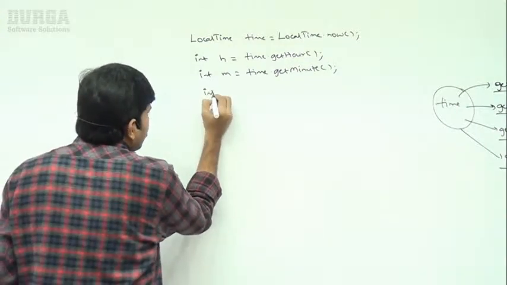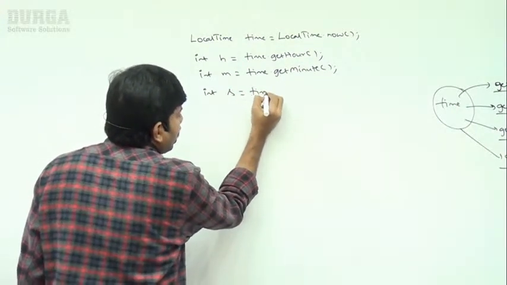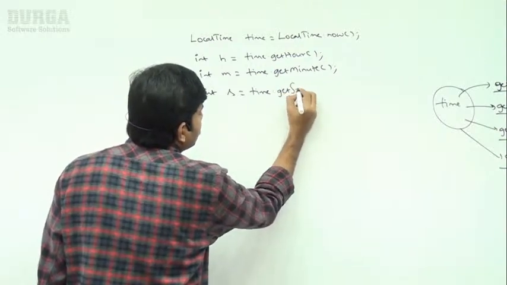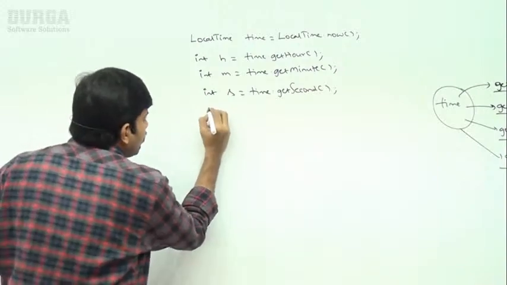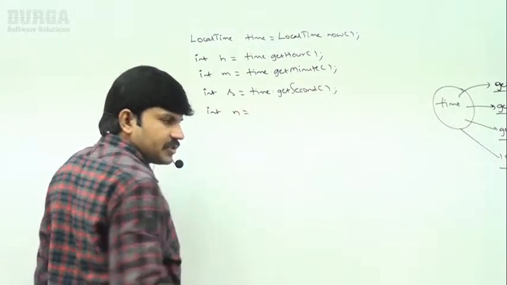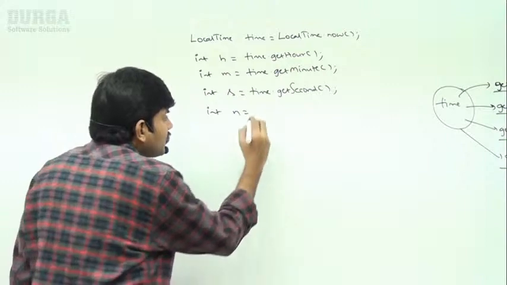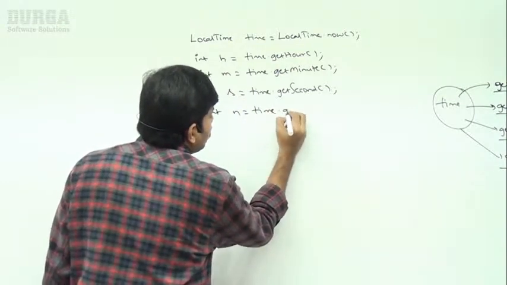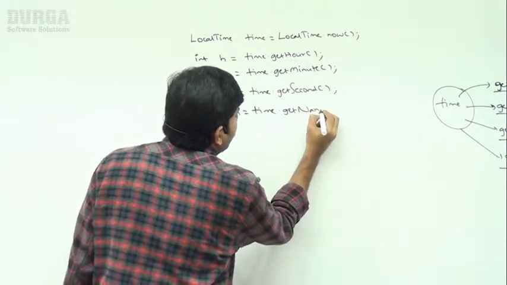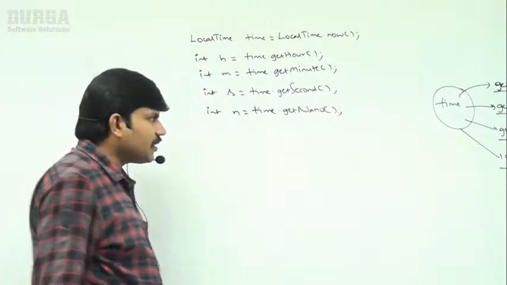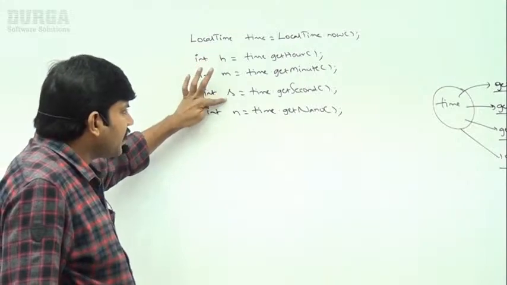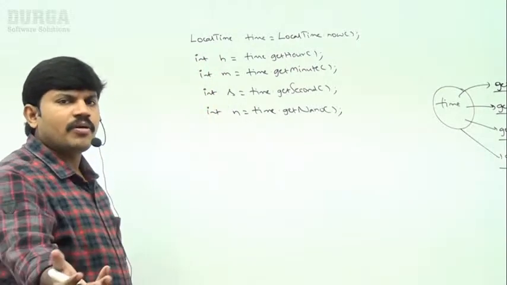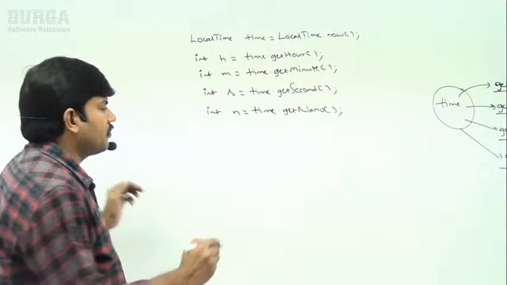Next, int seconds, time.getSecond(). Next, int nanoseconds, time.getNano(). Are you getting time.getNano(), right? So in total, sir, I got hours, minutes, seconds and nanoseconds. Format these values based on your requirements, sir.